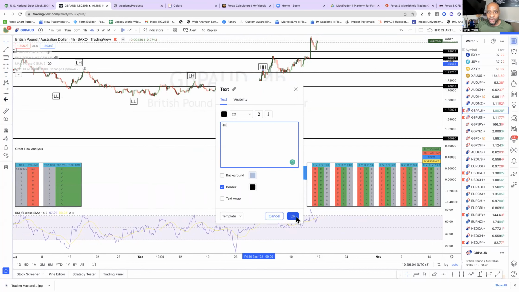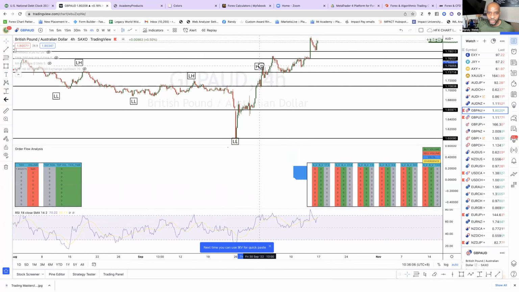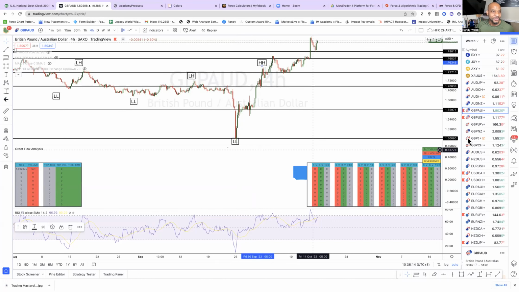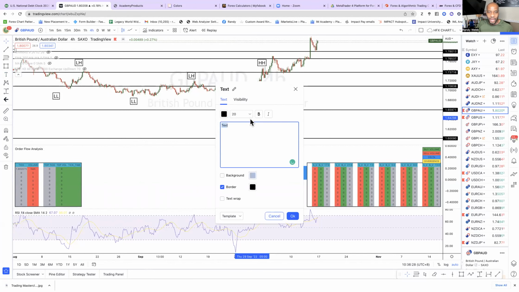We broke structure. We are now possibly shifting to an uptrend. So there goes our higher high from this lower high here. And this is our higher low. Why? Because it's higher than our previous low. So how do we identify an uptrend? We identify an uptrend with higher highs and higher lows.